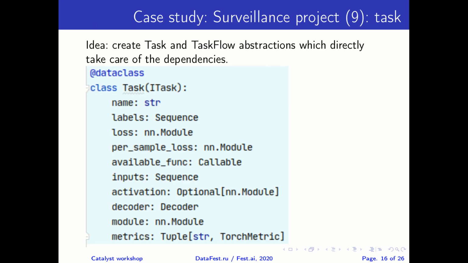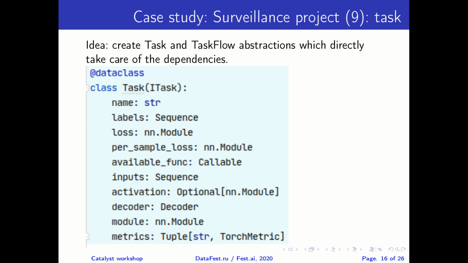So one idea could be to create task and task flow abstractions. We take care of these dependencies at a single place, and then you can create a loss function that respects the preconditions automatically. So this is the abstraction that I have made of a task.